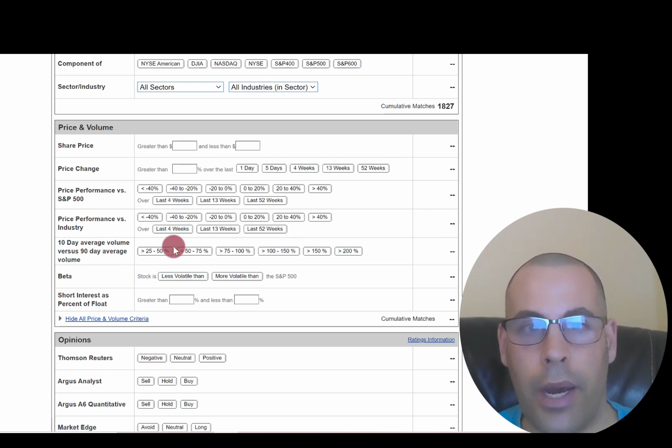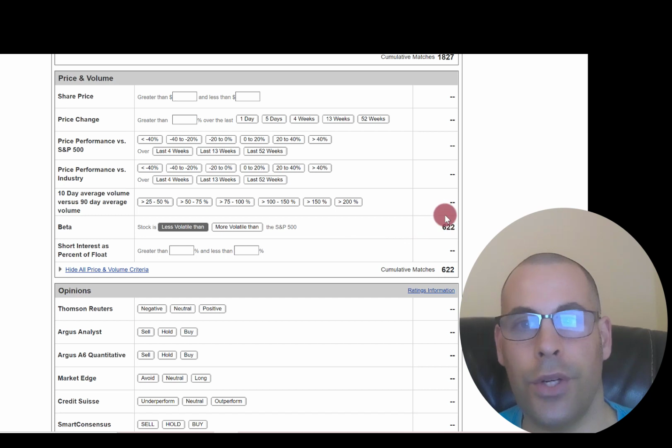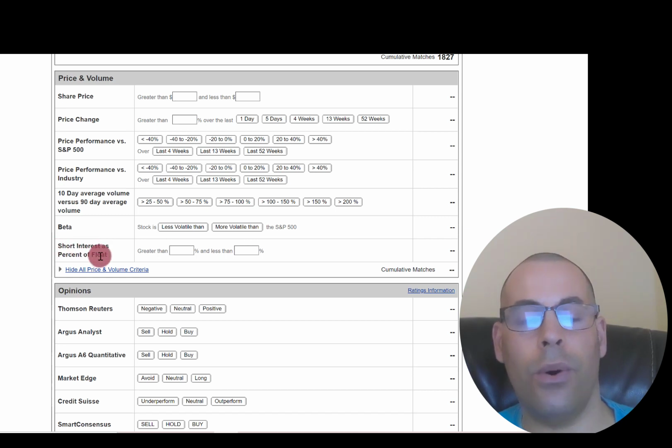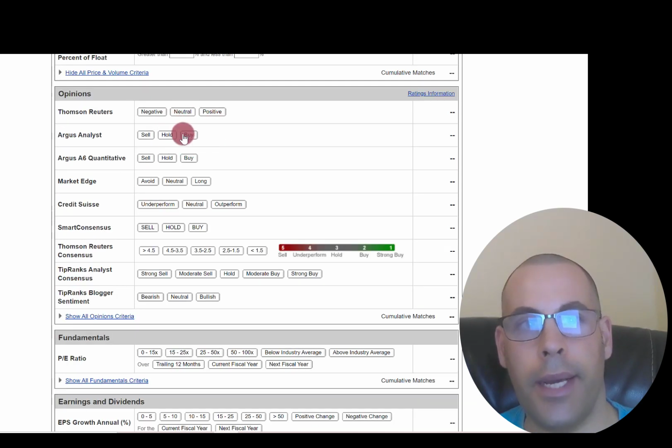You can choose different parameters. And the beta is how volatile the stock is relative to the market. The S&P 500 has a beta of 1. But if you want a stock that is less volatile than S&P 500, there's 622 stocks. If you want stocks that are more volatile, there's 948. Short interest as percent of float is the total number of shares that are shorted in the market over the total shares outstanding. If you only want to buy stocks that are rated as a buy with Argus, then click the buy button. You could also look at the stocks that are underperforming. Just click the underperform button.